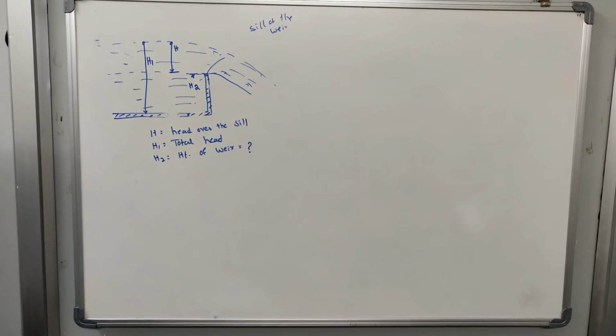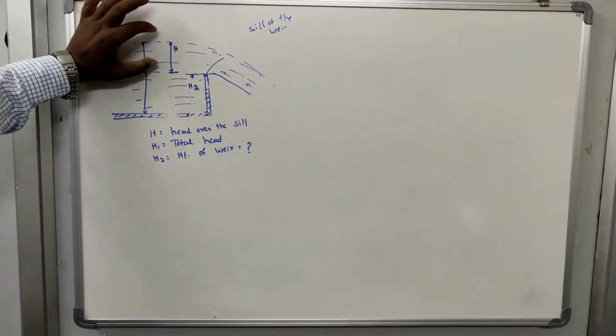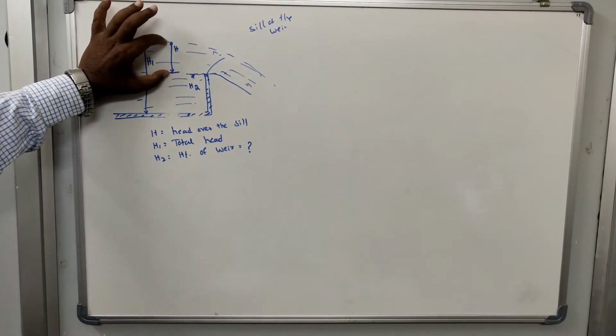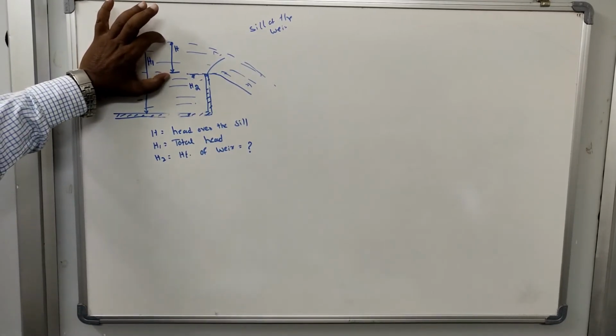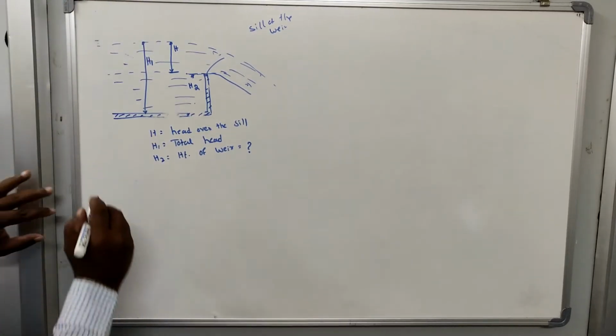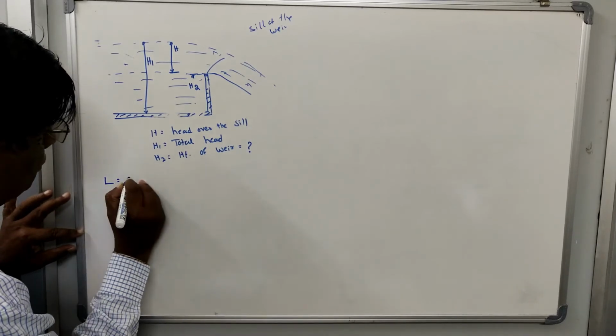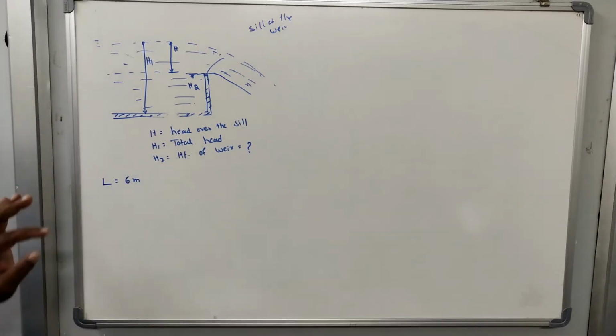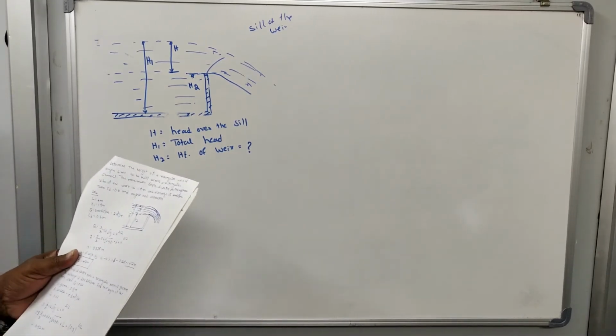To get H2, the height of the rectangular weir, first you find the head over the sill, H. Capital H is the head over the sill. To get this head, you can use the rectangular channel equation. The given data are: L is equal to 6 meter. Length of the weir is 6 meter.